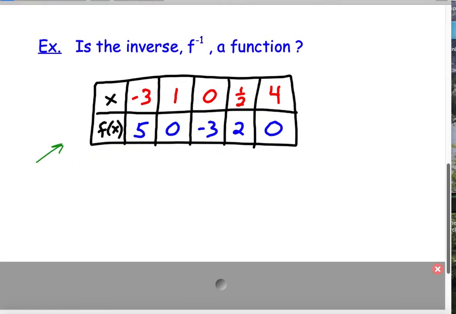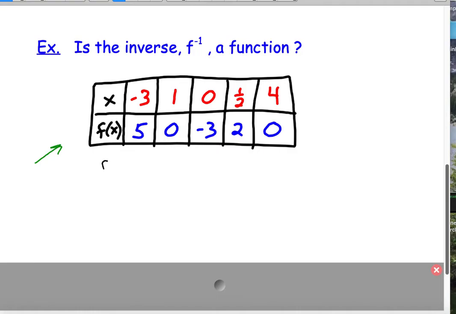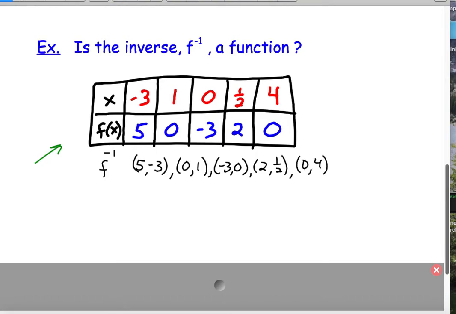But what if I create the inverse? Then I'm switching the order. So then 5 is getting mapped to -3. 0 is going to 1. -3 is going to 0. So far, so good. 2 is going to 1/2. Looks really good. Uh-oh, 0 gets mapped to 4. That's a problem. I have 0 being mapped to 1, and then later it's being mapped to 4. So this inverse is not a function.